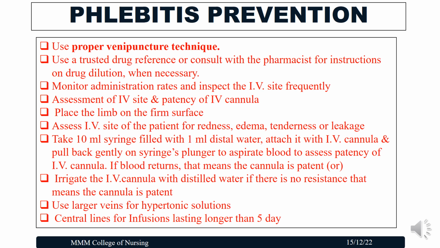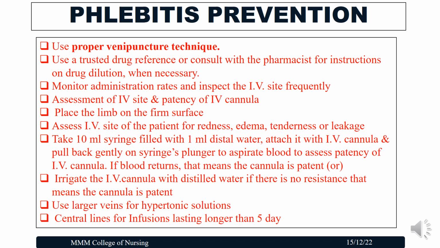Assessment of IV site and patency of IV cannula. Place the limb on a firm surface. Assess the IV site of the patient frequently for any redness, edema, tenderness or leakage. So always take a 10 ml syringe filled with 1 ml distilled water, attach it to the IV cannula and pull back gently on the syringe plunger to aspirate blood to assess the patency of the IV cannula.